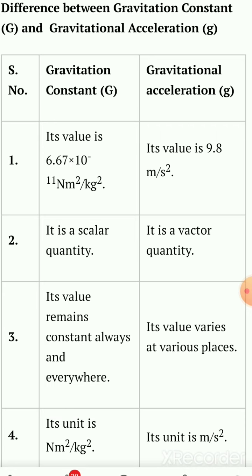As you know, the universal gravitational constant capital G is constant everywhere in the universe for every single object. If you take any two massive bodies, the capital G for them will be the same. Now small g, its value varies at various places.